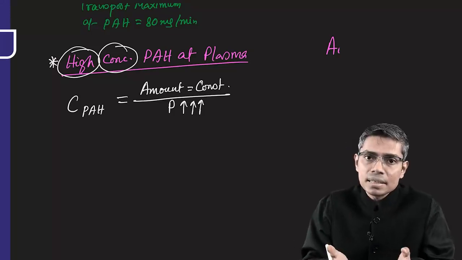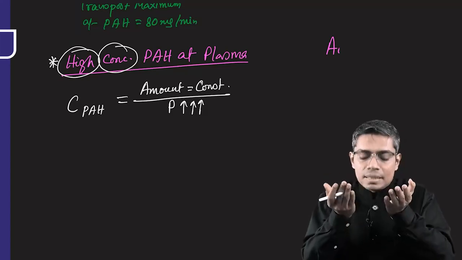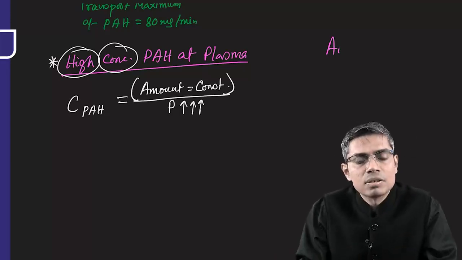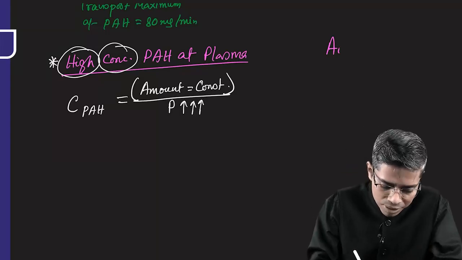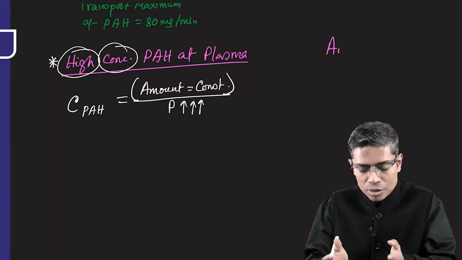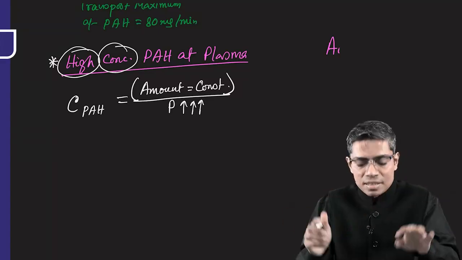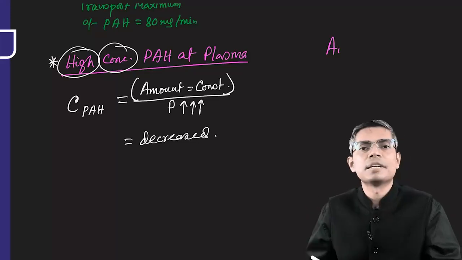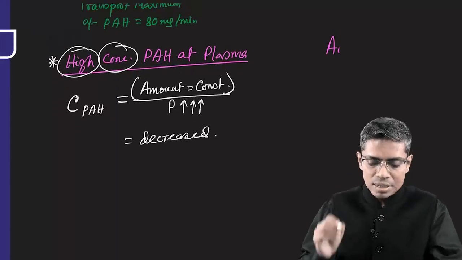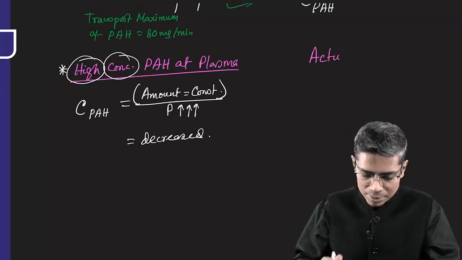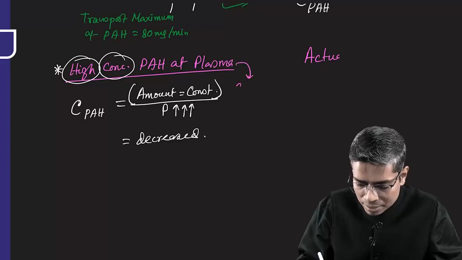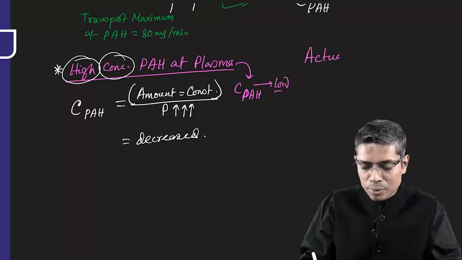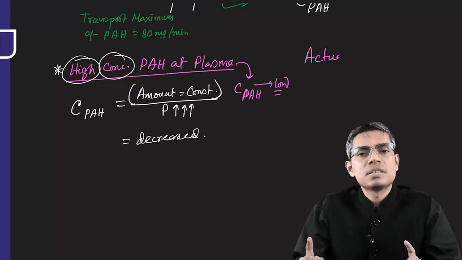So your denominator is rising, but your numerator, that is urinary amount, is becoming fixed, is constant. So what will happen to this ratio? This ratio is clearance. Your denominator is rising more and more, your numerator is fixed. So the ratio will decrease. That's why we say that whenever the concentration of PAH is very high at the level of plasma, the clearance of PAH will be low. Getting my point? So this concept is very important.